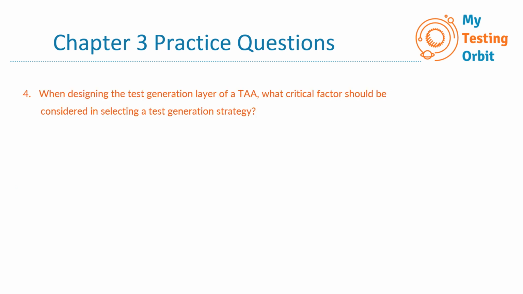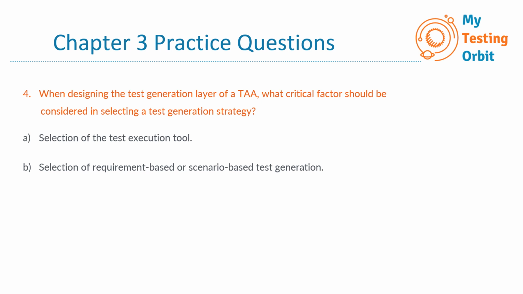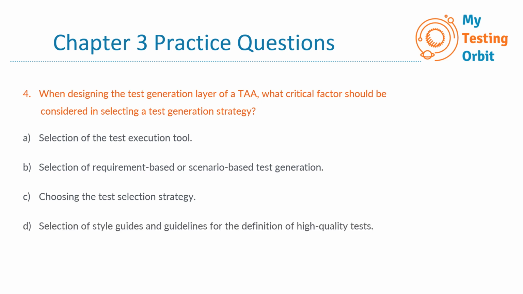Question number 4. When designing the test generation layer of a TAA, what critical factor should be considered in selecting a test generation strategy? Option A, selection of the test execution tool. Option B, selection of requirement-based or scenario-based test generation. Option C, choosing the test selection strategy. And option D, selection of style guides and guidelines for the definition of high-quality tests.